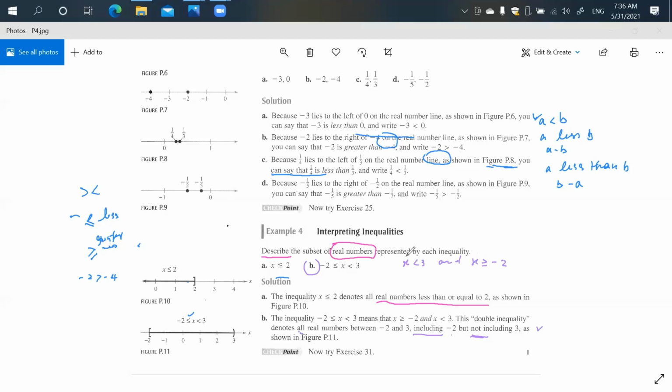But if you read it, you can read it as x less than 3 and x greater than or equal to -2. You can write it in words that way, just read it. So this is an example of ordering numbers by using the symbols of inequalities, which we interpret in that way. Now we go to the next example.